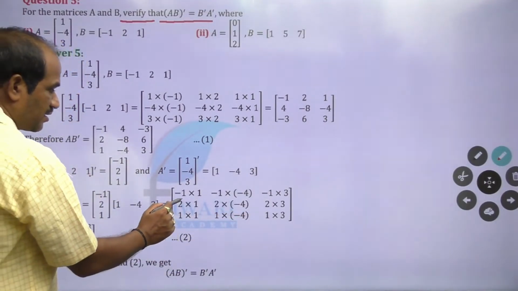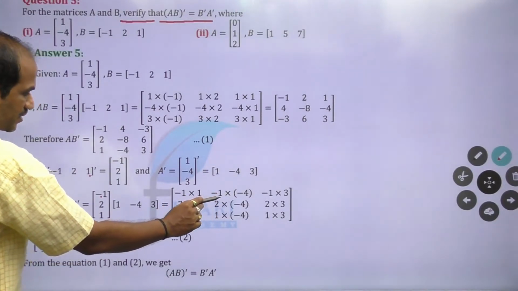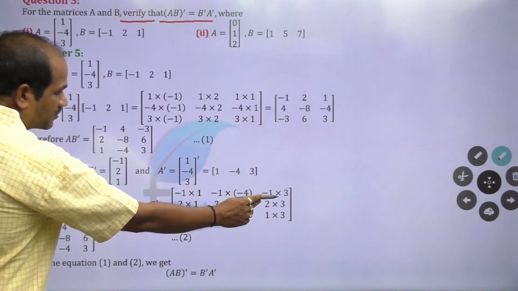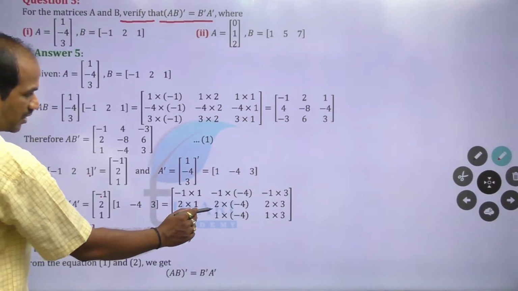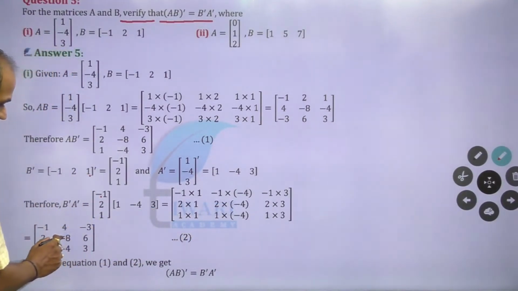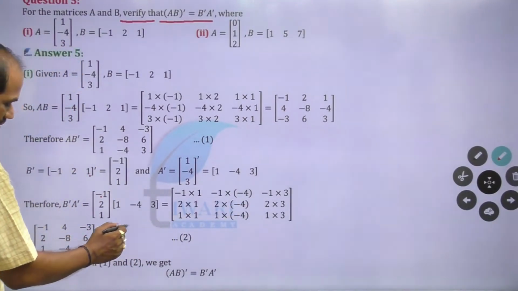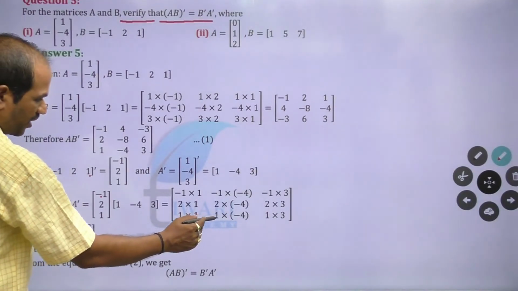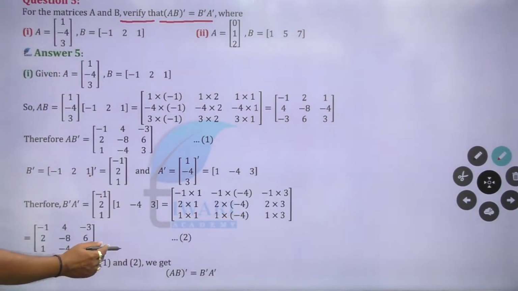Right, here in this matrix, 1 into minus 1 into 1 is minus 1. Minus into minus, plus 4. Next, minus 1 into 3 is minus 3. Next, here 2 into 1 is 2. Next, minus 2 into minus 4 is minus 8. 2 into 3 is 6, okay. Next, 1 into 1. Next, 1 into minus 4 is minus 4. Next value, 1 into 3 is 3, okay. That is equation number 2.